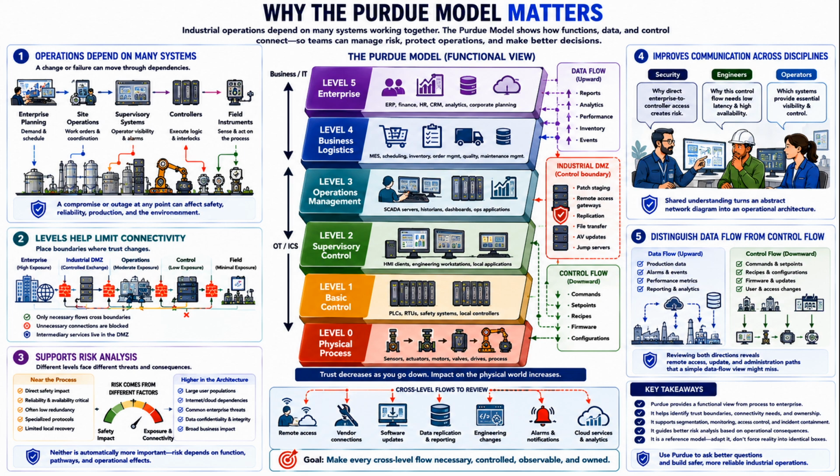Finally, Purdue helps distinguish data flow from control flow. Production data may move upward for reporting, while commands, recipes, or configuration changes move downward under stricter authority. Reviewing both directions reveals remote access, update, and administration paths that a simple data flow discussion might miss. The goal is not to prevent communication, but to make every cross-level flow necessary, controlled, observable, and owned.